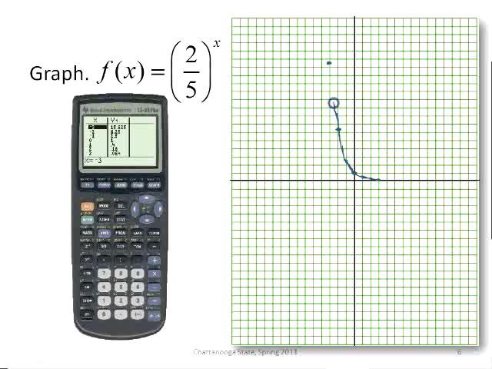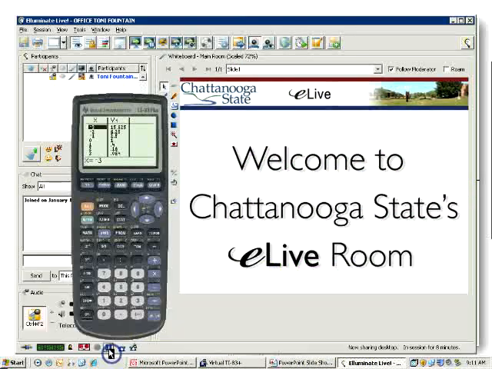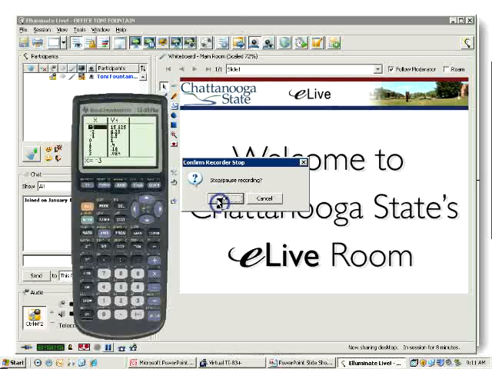So then I can connect these, try to make it a smooth curve. And make this tail go out almost flat. And there is my function that is an example of exponential decay.